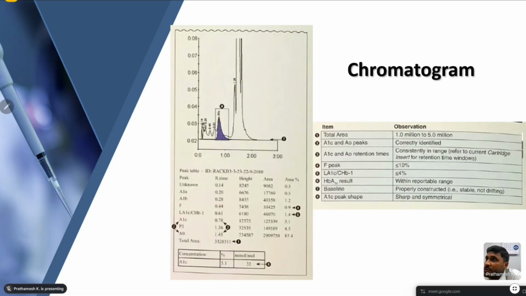So the concern usually arises when the patient has acute kidney failure, or the kidney is damaged, where probably the urea level is very high, uremia basically. Then your carbamylated hemoglobin can increase. Ideally, it should be less than or equal to 4%. HbA1c should be within reportable range. The baseline should be properly constructed, and the A1C peak should be sharp and symmetrical.